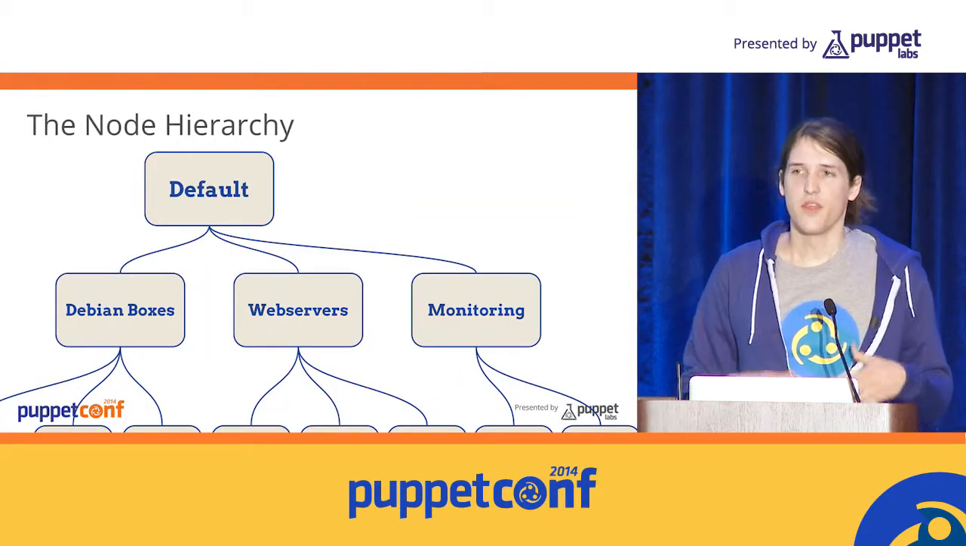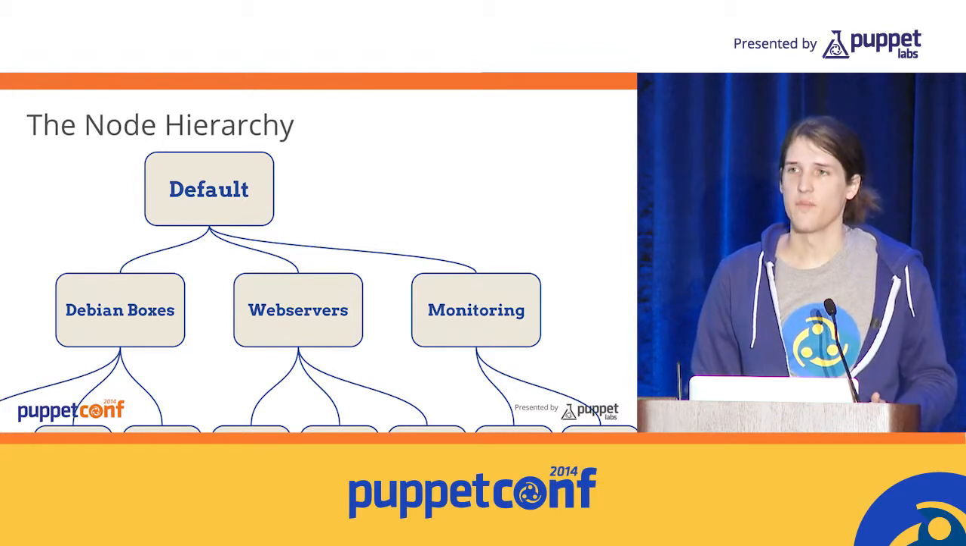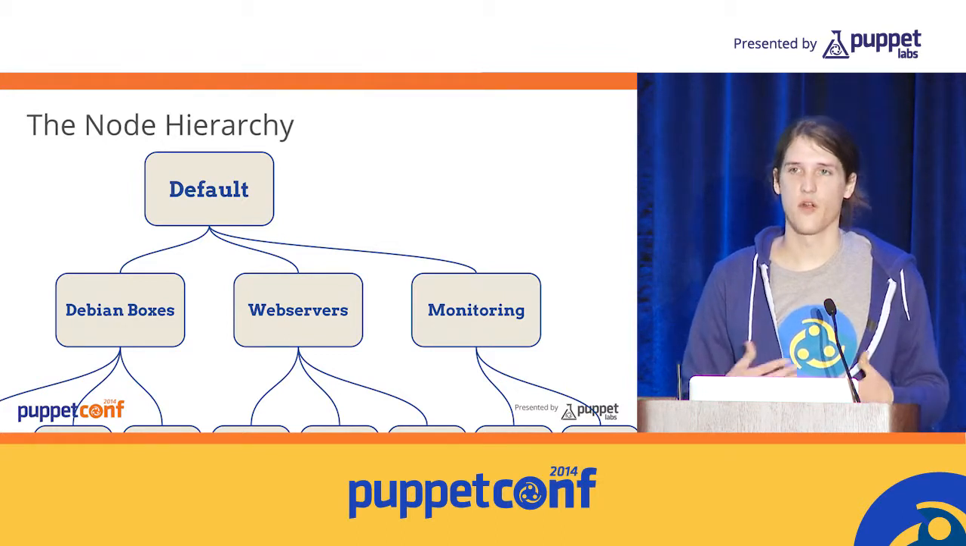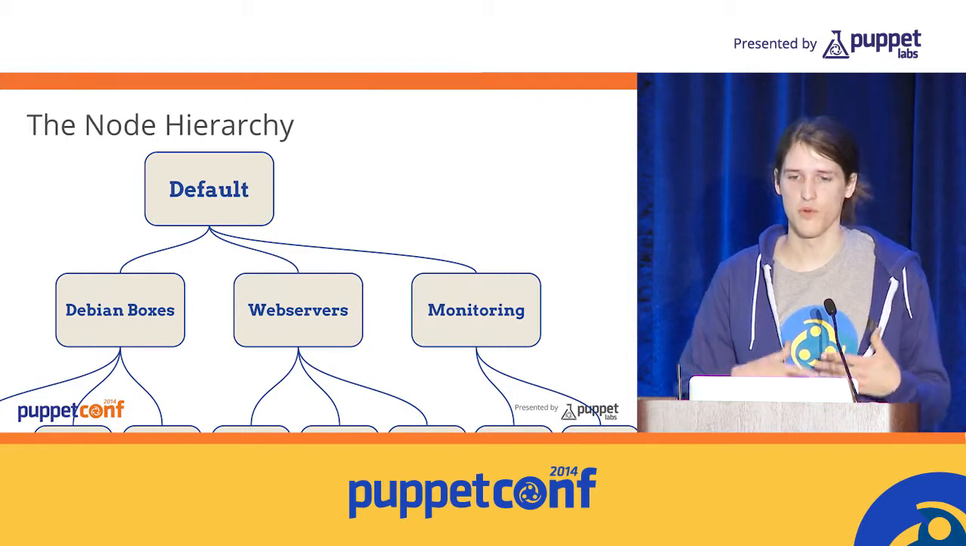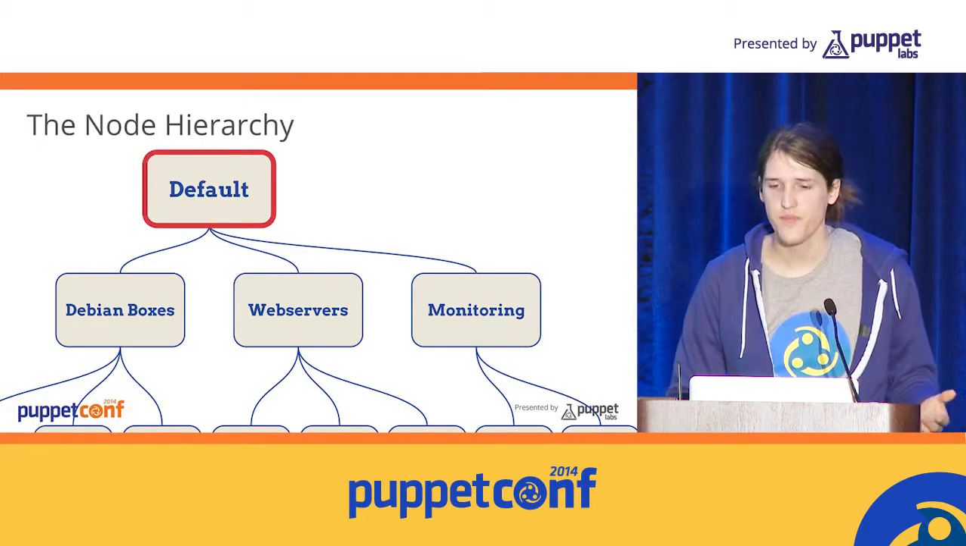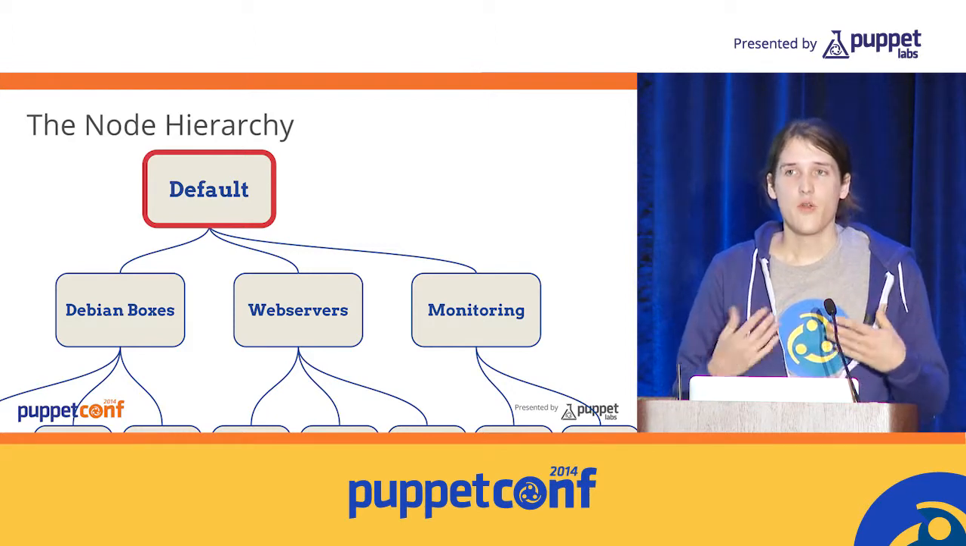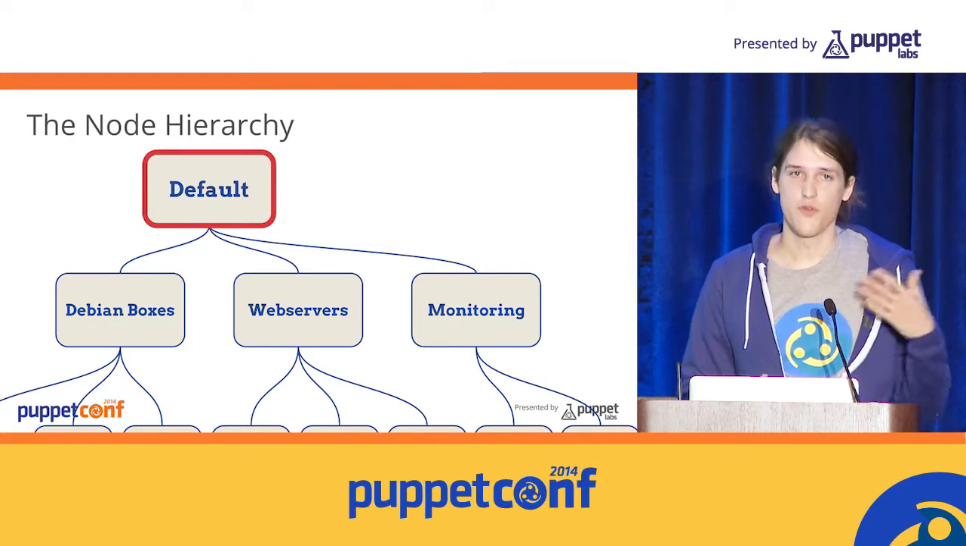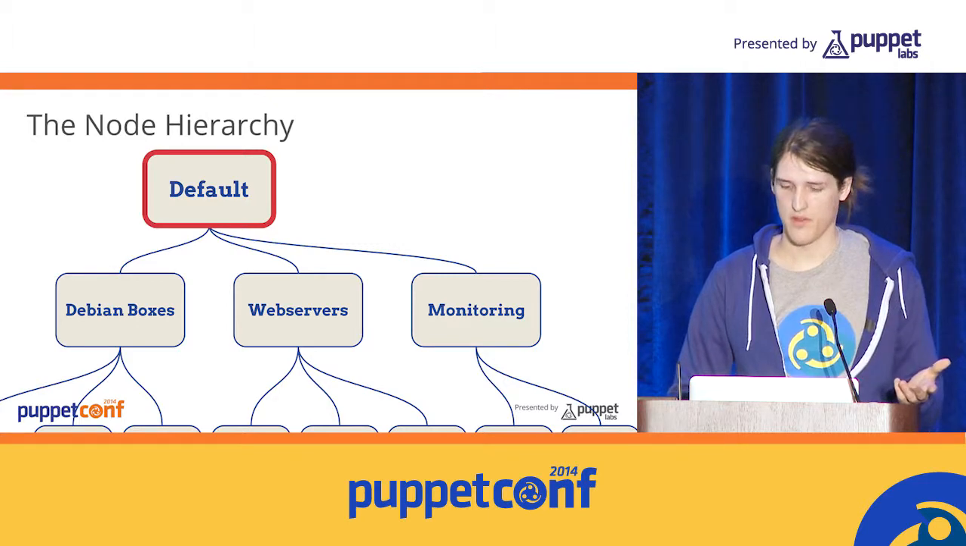So the node manager's node hierarchy is a single inheritance hierarchy with a known global root called the default group that matches all nodes. And then nodes can inherit from nodes further up in the hierarchy by setting them as their parent.